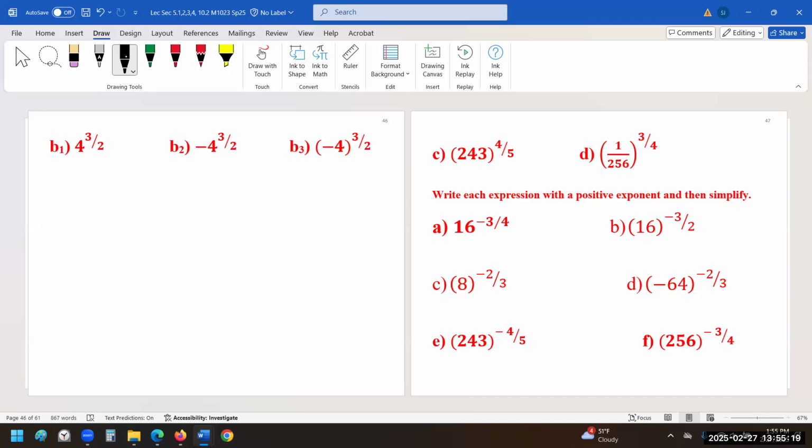Now what is 1 to any power? That's why it's going to be 1 to the any power. 1. So see this. 1 over.